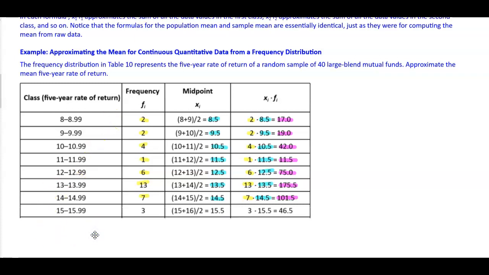Okay, next class we have 15 to 15.99. We have a frequency of 3, and we have a midpoint of 15.5, so we're going to take that frequency of 3 and multiply it by 15.5 to get 46.5.